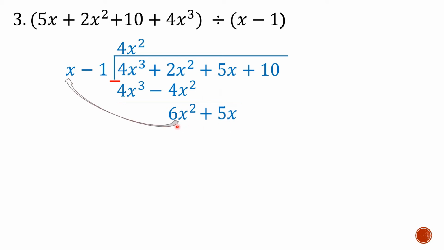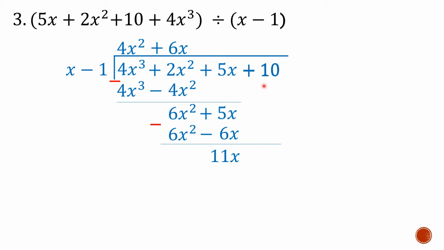6x squared divided by x is just 6x. And then multiply. 6x times x is 6x squared. And 6x times negative 1 is negative 6x. And then subtract again. So you have 6x squared minus 6x squared is 0. And 5x minus negative 6x is positive 11x. After that, bring down plus 10.